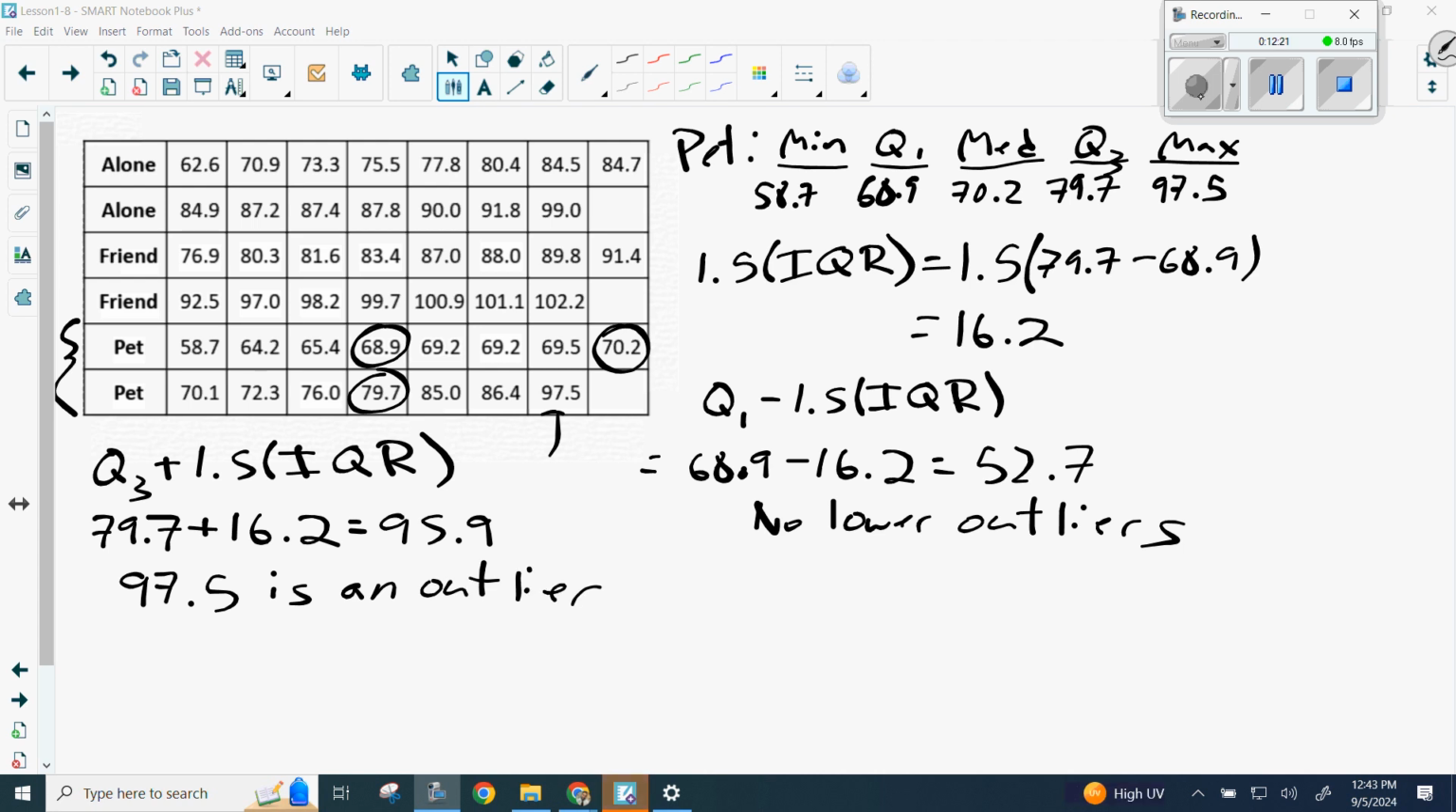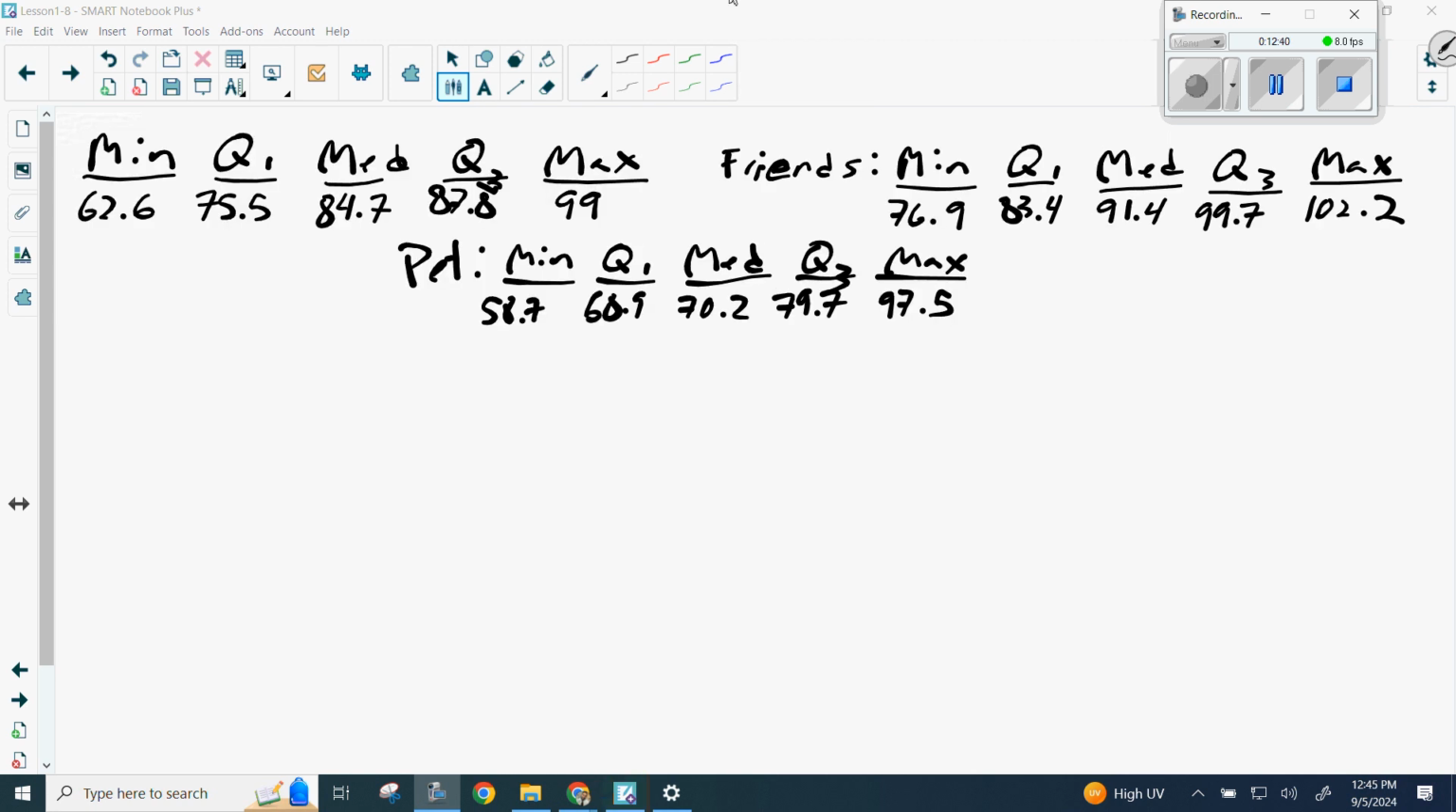All right, now that we've determined whether or not there are any outliers in the distribution, we're going to go ahead and make some box plots. We're going to make box plots for all 3 of these distributions stacked on top of each other so that we can compare the distributions. All right, so I went ahead and put the 5-number summaries that we have for each one. This one is alone. We got pets. We got friends. I swear this says friends. I know, I can spell.